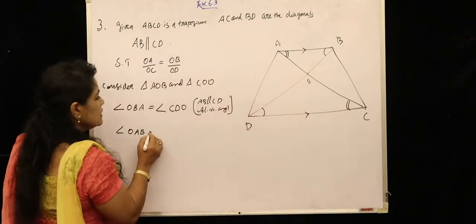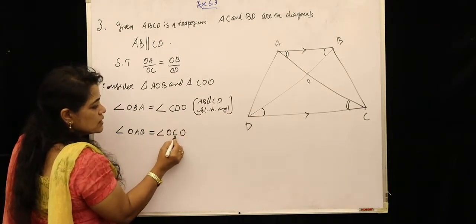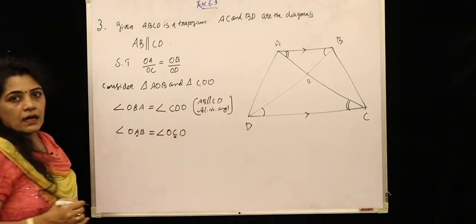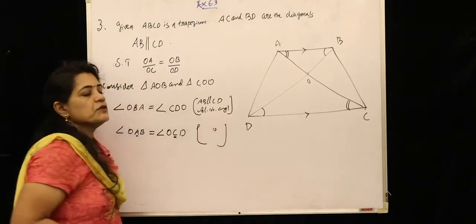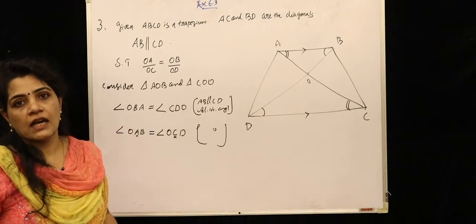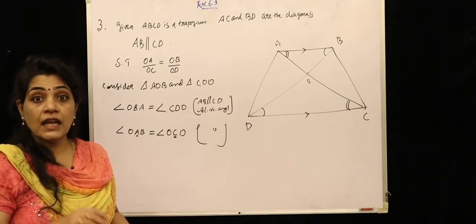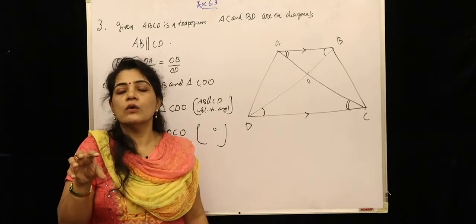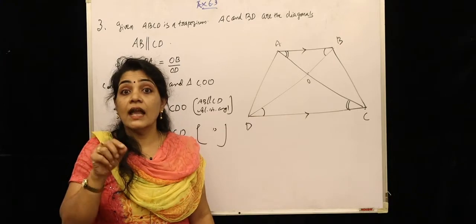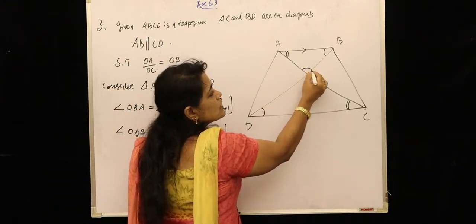That is equal to angle OCD. So, these are the required angles. They are equal. Why? Because of the same reason. AB parallel to CD and alternate interior angles are equal. This is sufficient, children, because in any two triangles, if two angles are equal, they will be similar under AA criteria. If you want, you can mark this angle also because of vertically opposite angles.